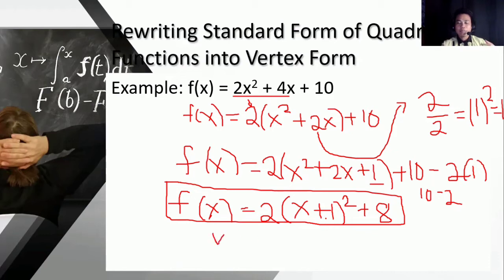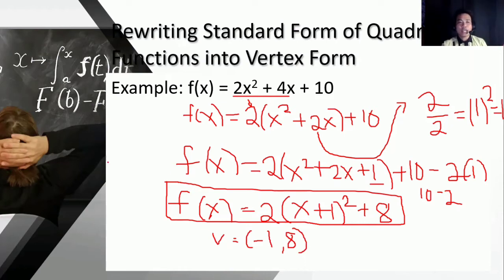Then the vertex: from positive 1, we have h is negative 1. Comma, k is the value, which is positive 8. The vertex is at negative 1, comma 8.